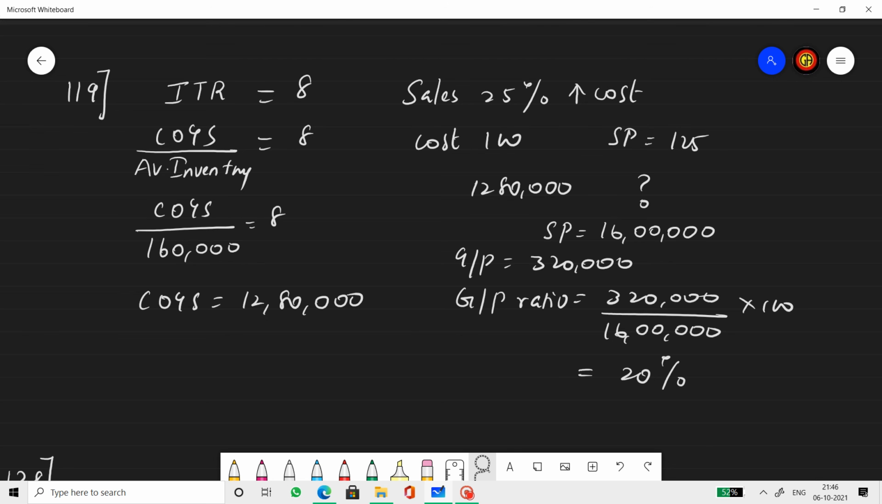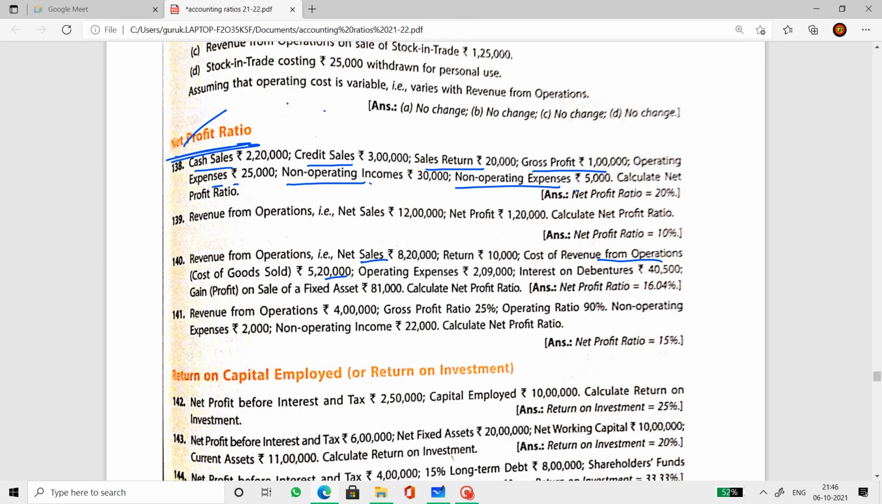Now I'm going to take you to the net profit ratio. Net profit ratio: cash sale is 2,20,000, credit sales is 3 lakh. So total sales becomes 5,20,000, minus sales return, which means 5 lakh rupees will be our net sales. So net sales is 5 lakh rupees.